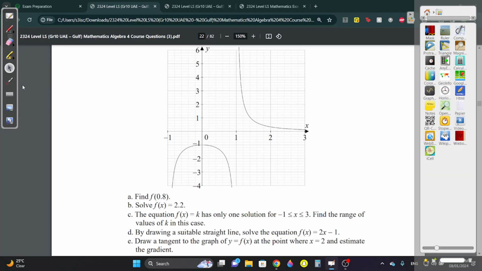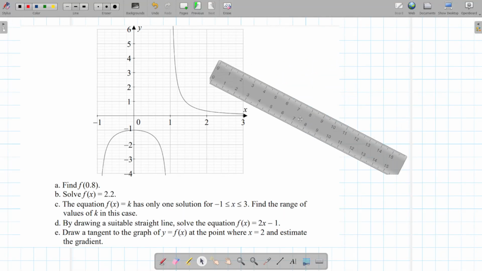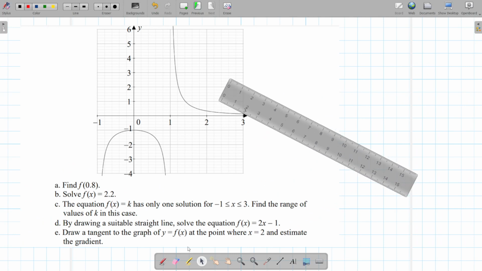I'm gonna continue here, because this part requires drawing a line and I need a ruler, just to make it accurate.